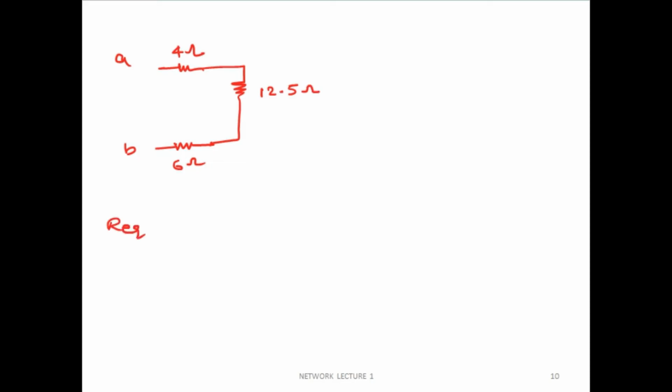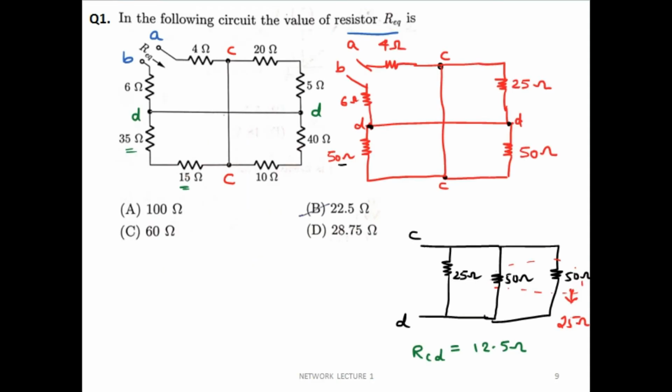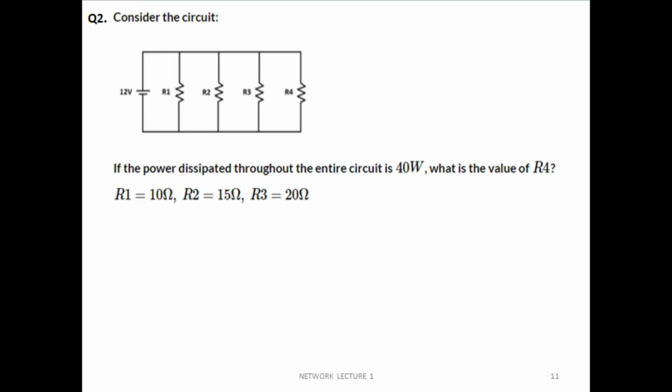So now all these three resistances are connected in series, so R equivalent will be R1 plus R2 plus R3. Okay, so it will be 22.5 ohm is the value of R equivalent, so option B is the right answer. Okay, now let us see another question.